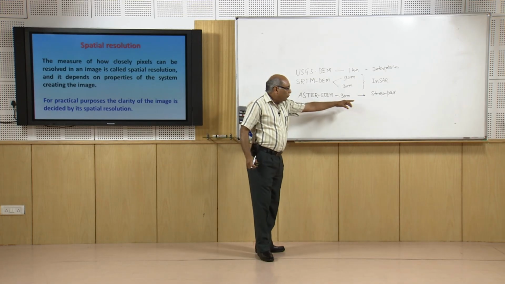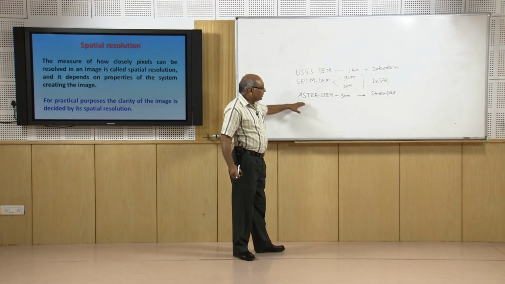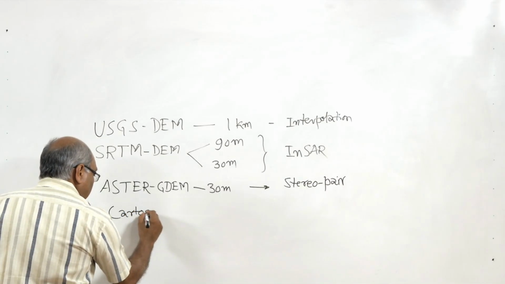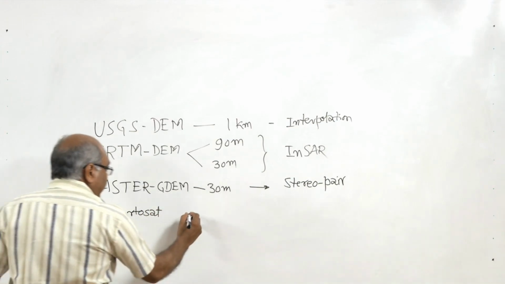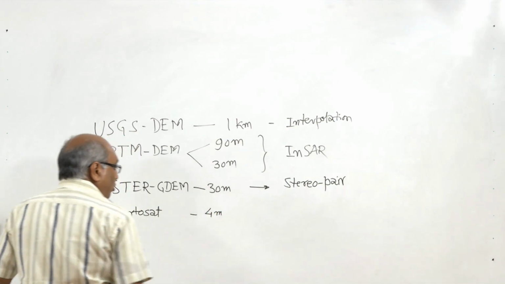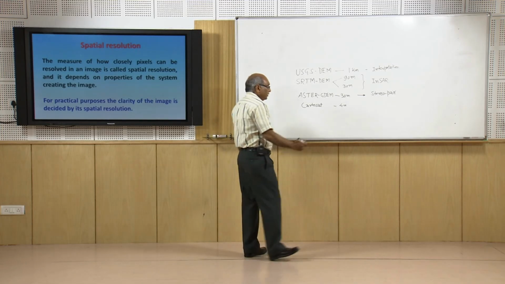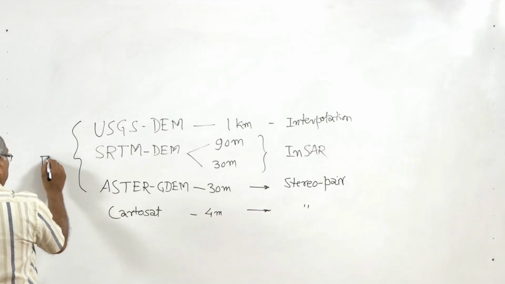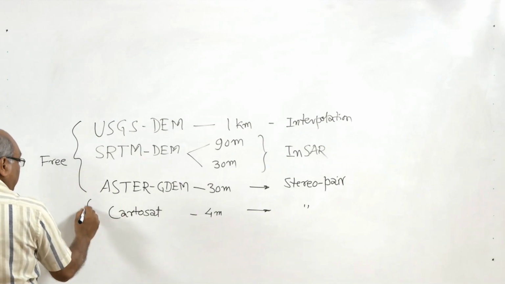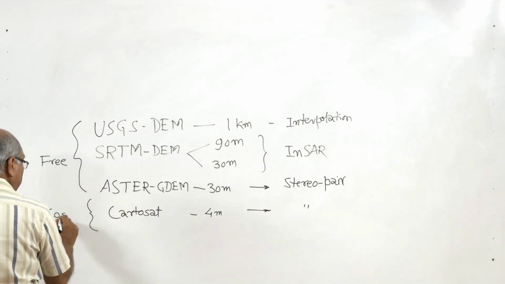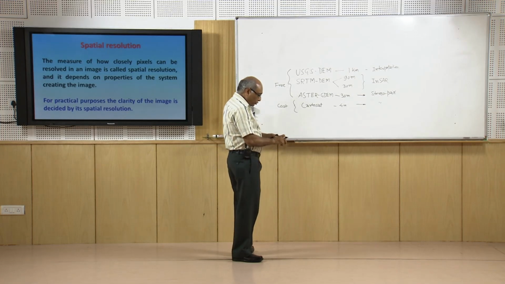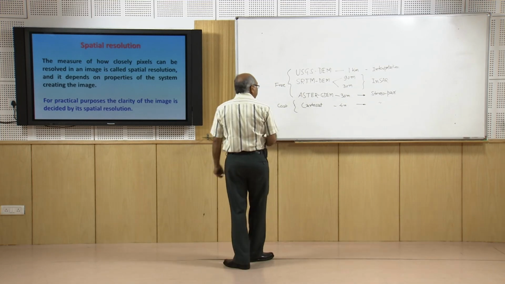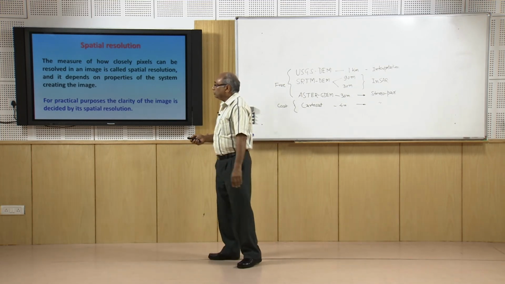This technique can also be employed with Indian remote sensing satellites like Cartosat and others, and you can create a digital elevation model of 4-meter spatial resolution. The technique would remain the same. The earlier ones are freely available. This you have to create. This is at cost. So these models are available. Their genesis is different, and their spatial resolutions are different.